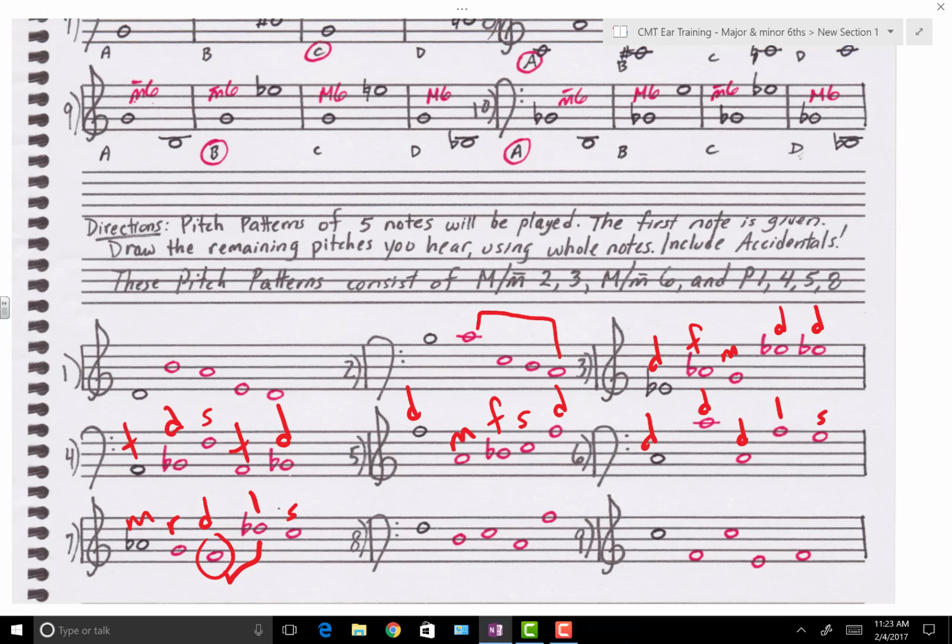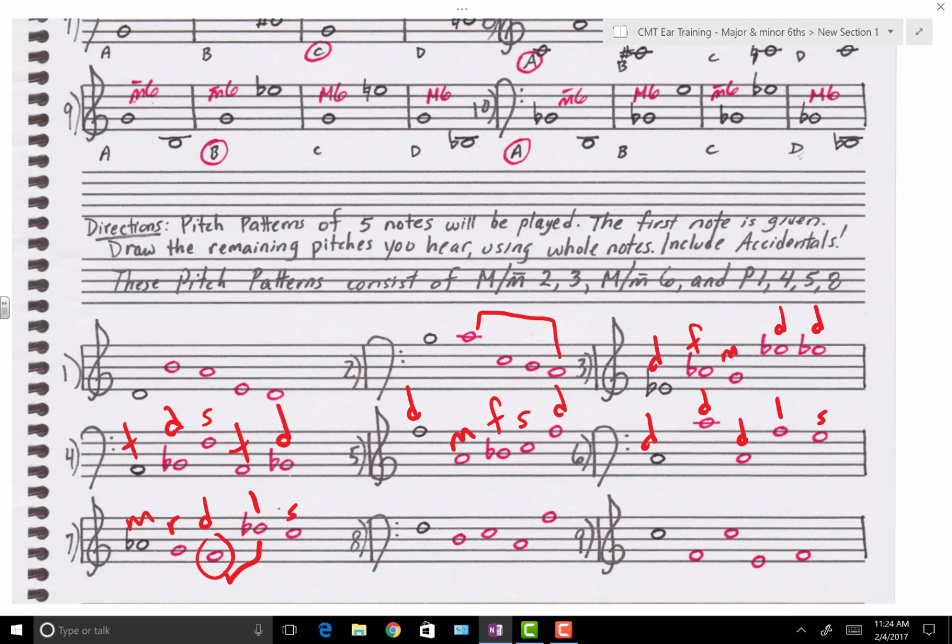Mi, re, do, le, sol. Sing the solfege. Ready, and go. And the interval of the minor 6th. Hopefully you got that interval of a minor 6th.